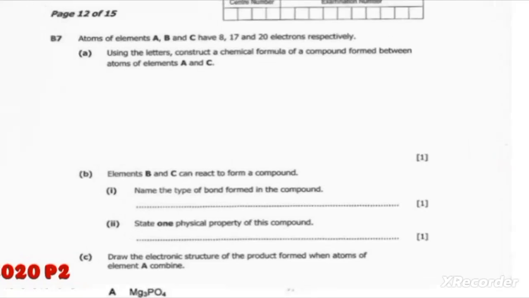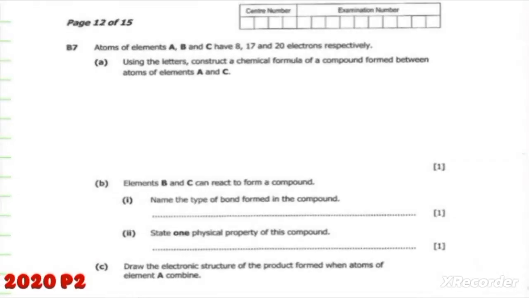We move to the next question. This one is coming from 2020 paper 2, and the question is question B7. The question reads: atoms of elements A, B, and C have 8, 17, and 20 electrons respectively. B7a, using the letters, construct a chemical formula of a compound formed between atoms of elements A and C.